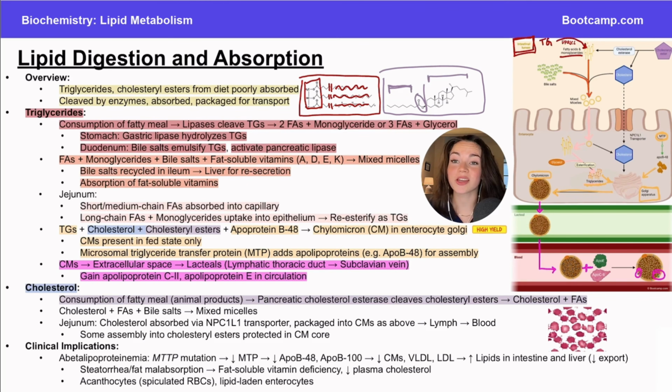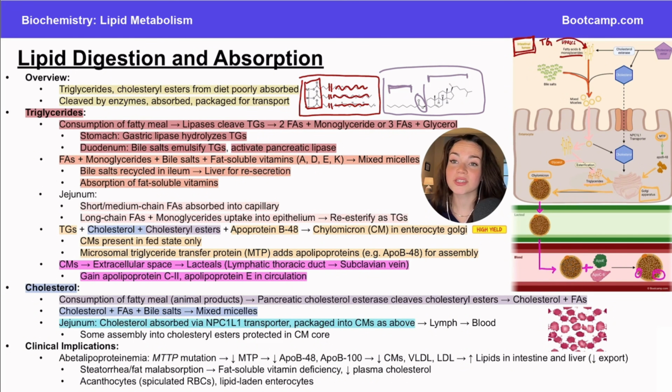Then, just like with the triglycerides, we're going to take our pieces, load them into the moving box called the mixed micelle. So the cholesterol and the fatty acids and the bile salts are all going to be loaded into the mixed micelles as above, as we already talked about. And then those are floating along in the lumen. And the cholesterol specifically is going to be absorbed into the enterocyte via this transporter called the NPC1L1 transporter.